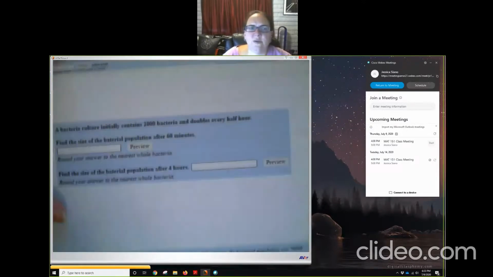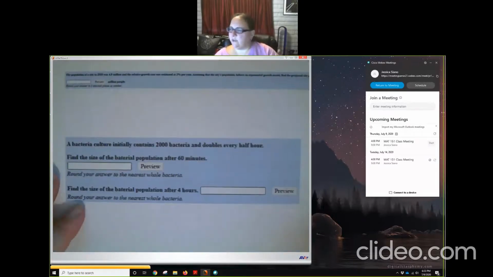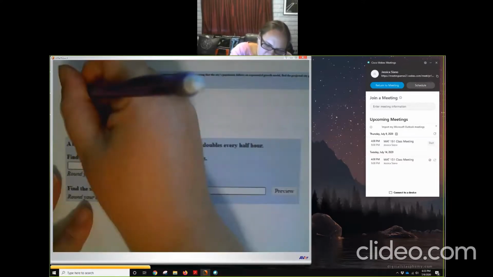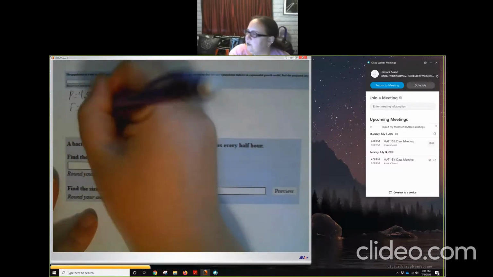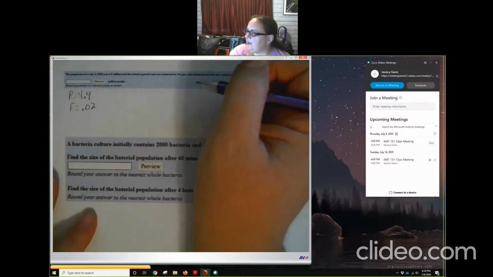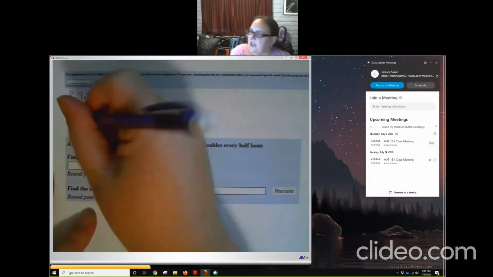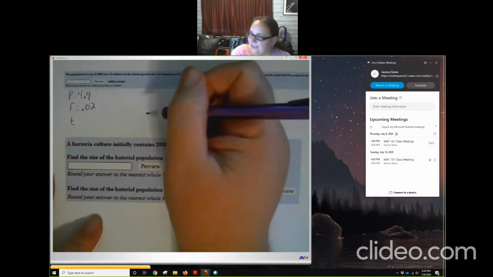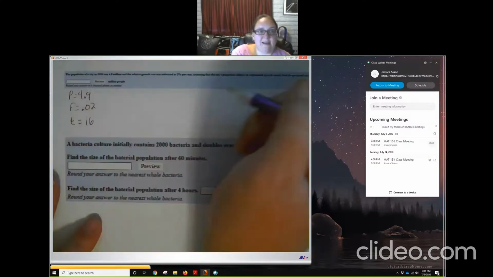All right. So the next one, in very small lettering, says the population of a city in 2010 was 4.9 million, and the relative growth rate was estimated at 2% per year. So then we're going to call that my initial population was 4.9 million, a growth rate of 0.02. Assuming that the city's population follows an exponential growth model, find the projected city population in 2026. So if we're starting in 2010 and going to 2026, then that means that we have had 16 years pass.